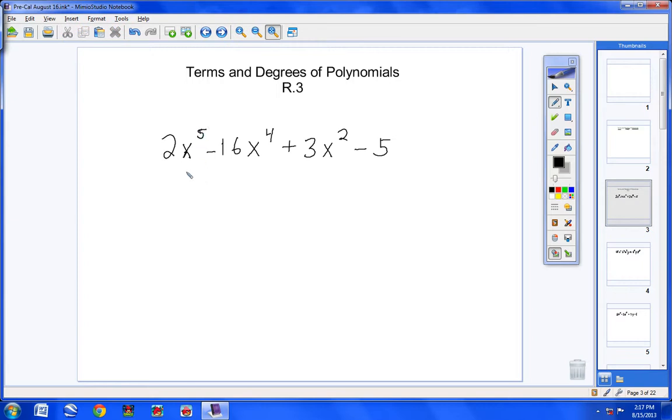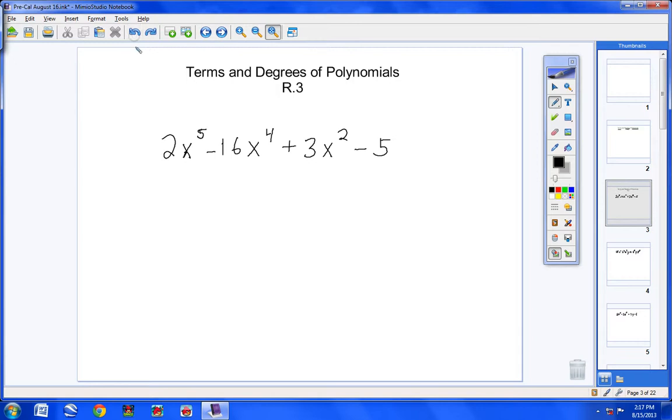Notice we have variables. Our variable in this polynomial would be an x. Notice we have coefficients in front of the x's. Here's a 2, here's a negative 16, a 3. Notice we have a constant term at the end, negative 5. This is what we call a polynomial. What we're going to look at today is how to figure out how many terms a polynomial has and what the degree is. So that's what we're going to do.